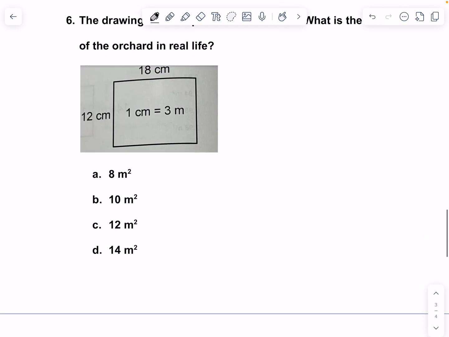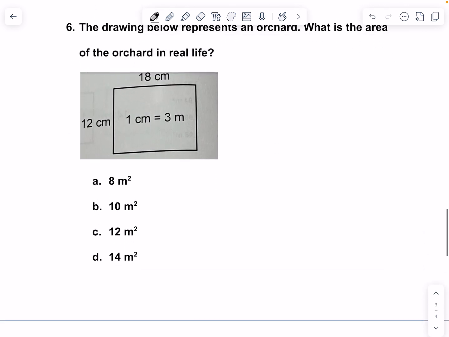Number 6 says the drawing below represents an orchid. What is the area of the orchid in real life? We know 1 centimeter is equal to 3 meters. So 12 centimeters, multiply that by 3, that'll give us 36 meters. And 18 centimeters, multiply that by 3, that'll give us 54 meters.